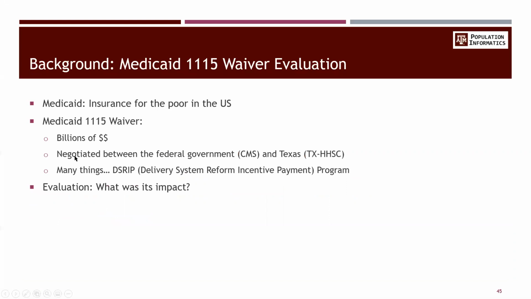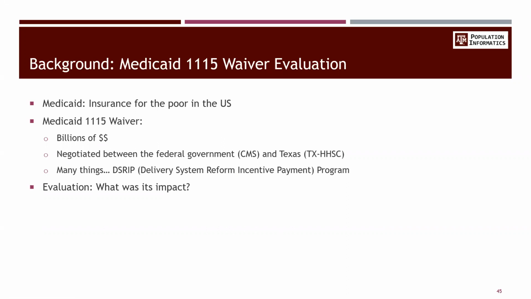So a little bit of background so you can understand the things I'm talking about. This is now about Medicaid, not Medicare. Medicare is insurance for older people in the US. Medicaid is insurance for poor people in the US. The Medicaid 1115 waiver is something where, unlike Medicare, the state has a lot of say. Medicaid programs are different from state to state, but the federal government still funds a lot of it.